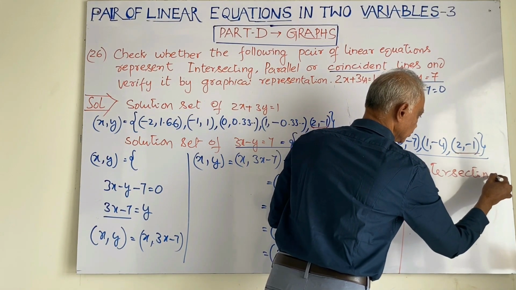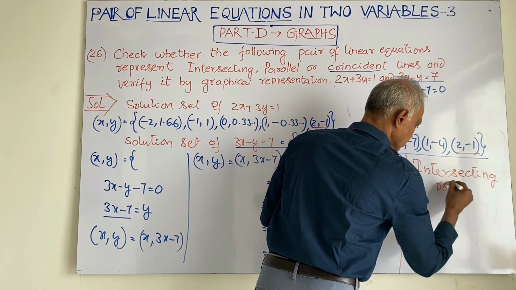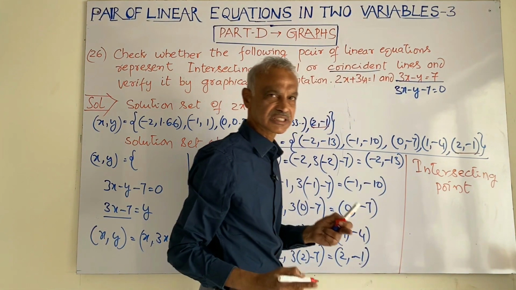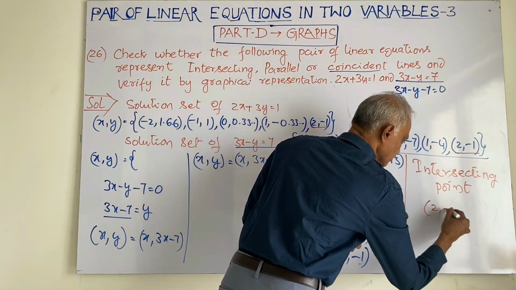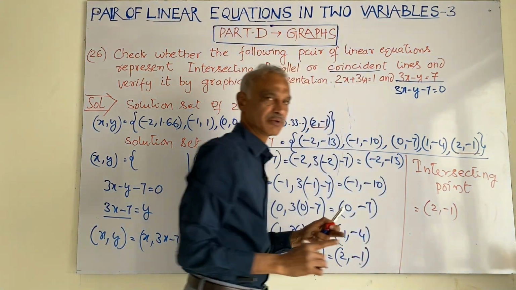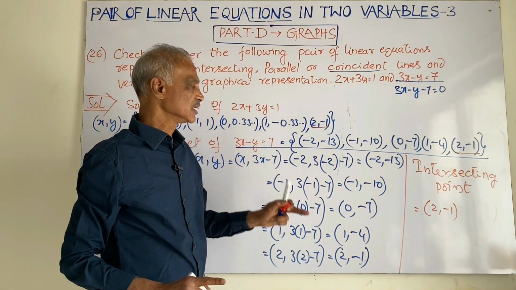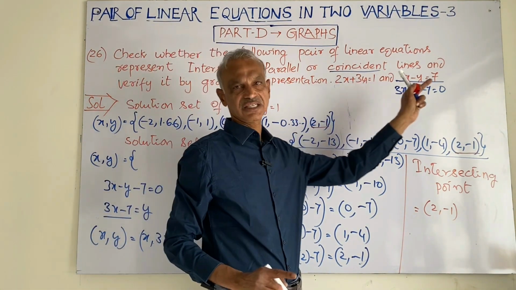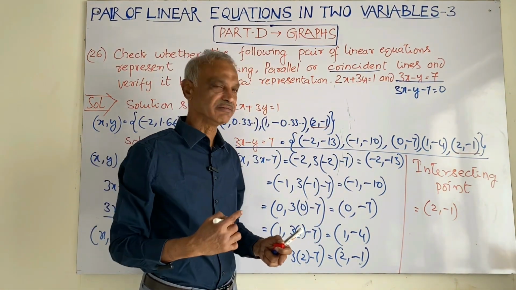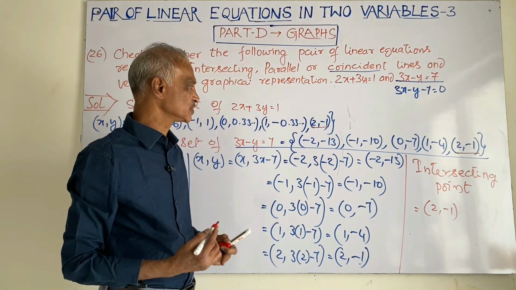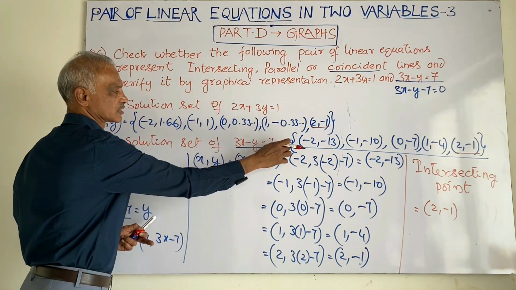Intersecting point, because it will have a unique solution. 2, minus 1 is the intersecting point. 2, minus 1 satisfies both these equations. Next, I will draw the graph using these ordered pairs.